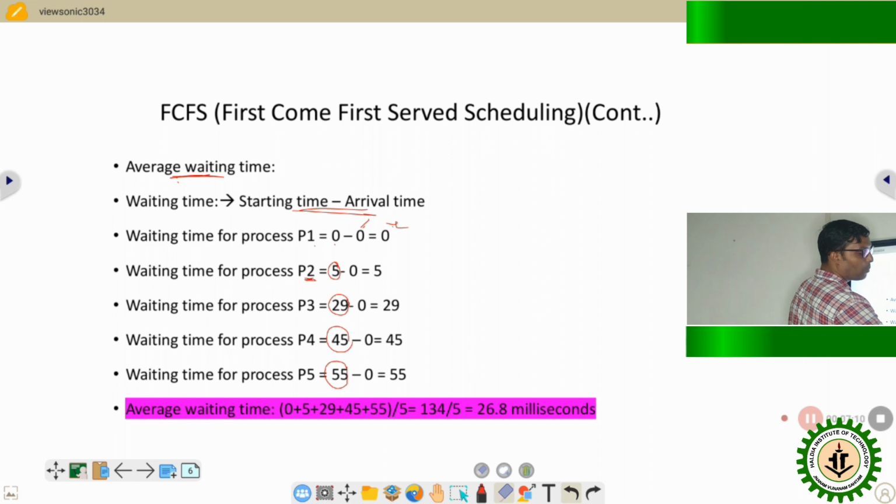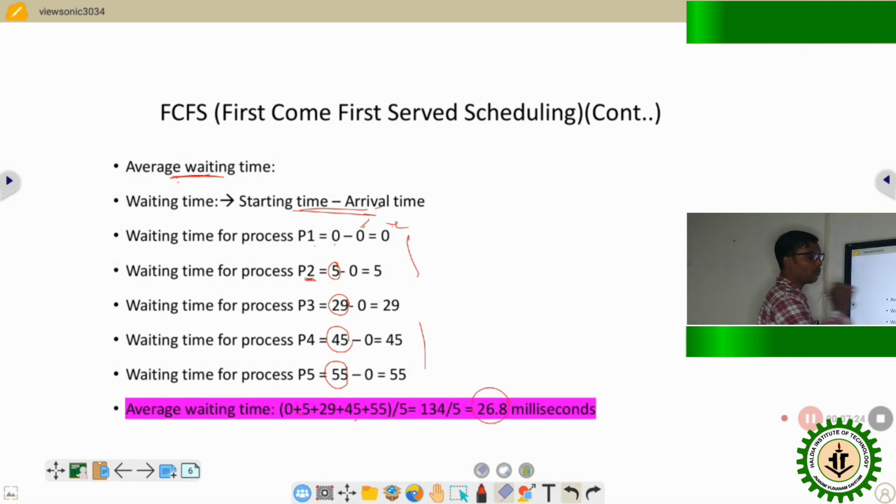Since the arrival time of all the processes is 0, we subtract it from all the processes' starting times. So we get those amounts. Add all those amounts and divide by 5, and we get 26.8 milliseconds as the average waiting time. Whose waiting time and response time will be less, that is the best CPU scheduling algorithm. The criteria says that. So in the FCFS order, we get 26.8 milliseconds as the average waiting time.